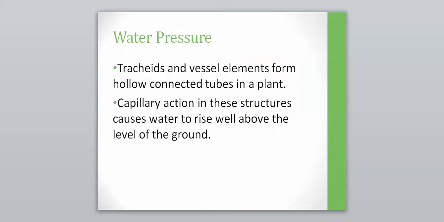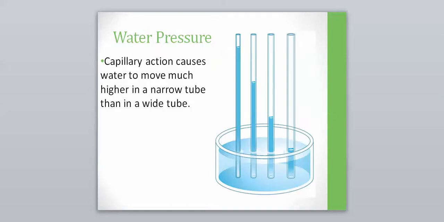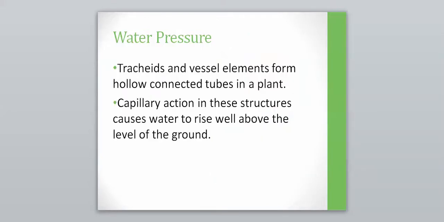And so then tracheids and vessel elements form our hollow connected tubes in a plant. Remember, tracheids are going to make up xylem. And capillary action in these structures causes water to rise well above the level of the ground. So that is our capillary action. In terms of plants, we're not actually going to have a thin tube, but we have xylem that's made out of tracheids and vessel elements. So that's why our water is going to move: cohesion and adhesion coming together. So that's our first part.